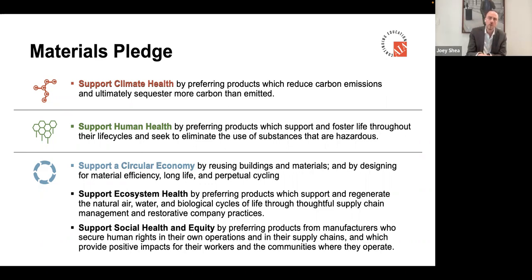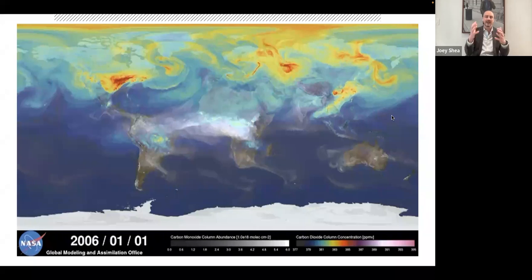I'm really trying to hone in on materials and what we can do for the climate. But of course, those things are directly related to human health and to social equity and impact. So what else can design do, and what else is design doing?